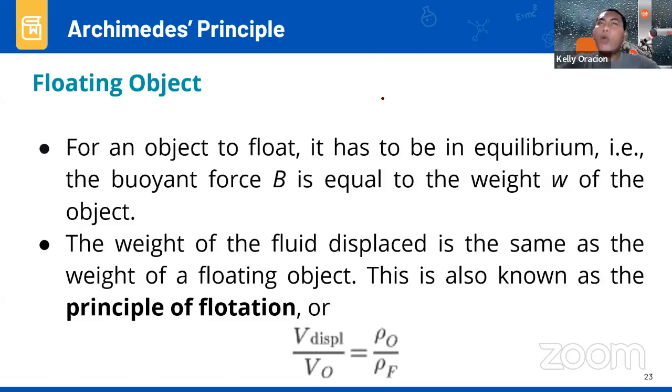Now, for an object to float, it has to be in equilibrium. The buoyant force is equal to the weight of the object, and the weight of the fluid displaced is the same as the weight of the floating object. This is known as the principle of flotation. The volume of the fluid displaced over the volume of the object is equal to the ratio between the density of the object and the density of the fluid. Again, they are equal.